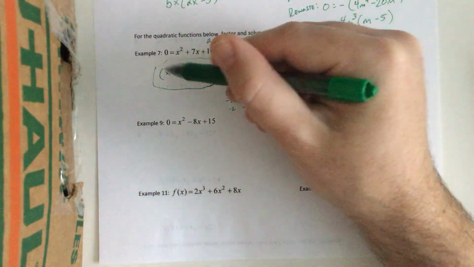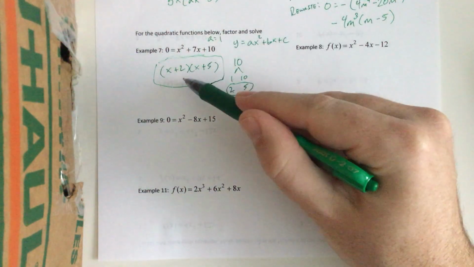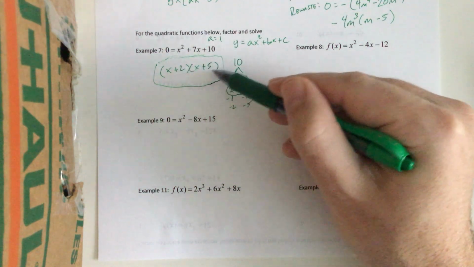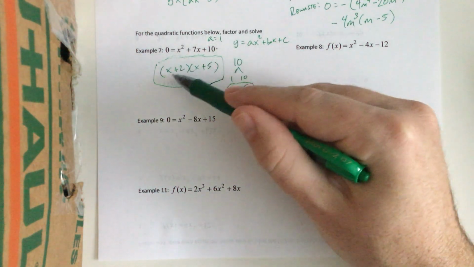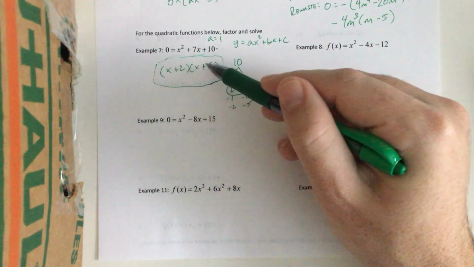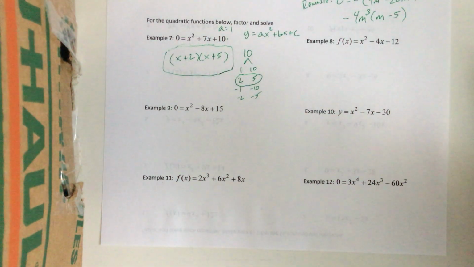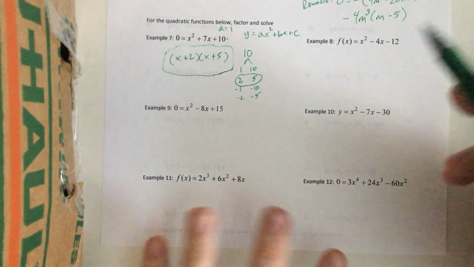If we had more time, we would FOIL this out so that you could see that we end up getting back what we started with. So if you were to distribute this back out and do that FOILing technique, you would end up with x squared plus 7x plus 10. So let's get to example 8.